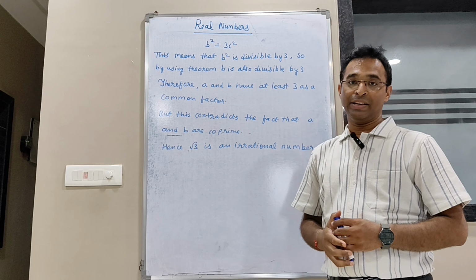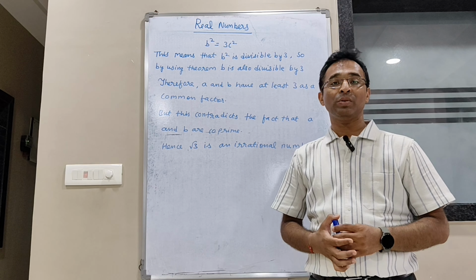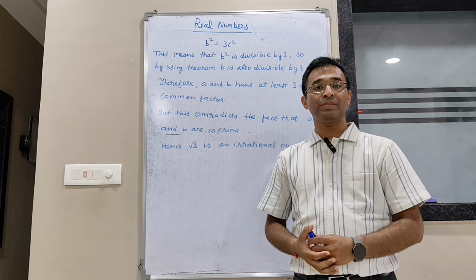Therefore, a and b must have 3 as at least a common factor between them. But this contradicts our assumption that a and b are co-prime, which we took in the earlier case. So this leads to the conclusion that root 3 is irrational. Hope this example is very clear to all of you. So with this example we are coming to the conclusion of this video.